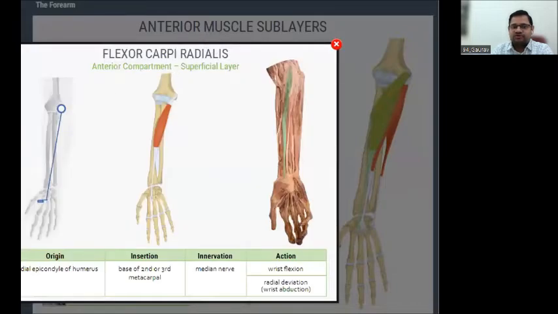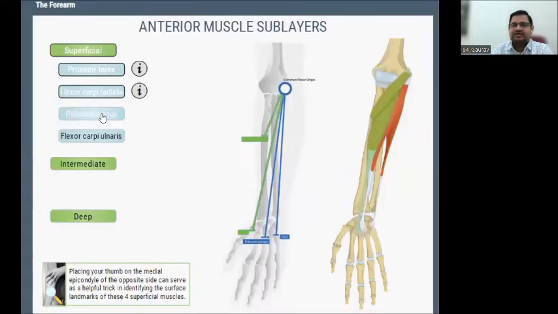For this portion also you can see simply that it is also going to originate from the medial epicondyle of humerus, but it will be the longer one. It will go to the base of the second or third metacarpal. Innervation is the same, median nerve. It will be wrist flexion or radial deviation, wrist abduction. And this is the arrangement or presence of the flexor carpi radialis, the second one in the superficial group. Third one is palmaris longus.